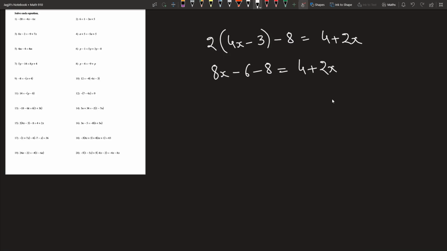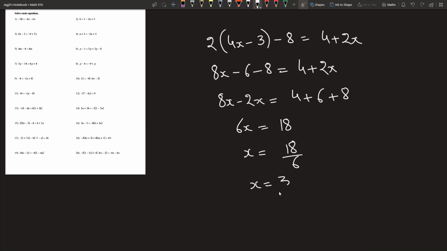Now we're going to bring all the x terms together. This 2x, I'm going to move it to this side. So it becomes 8x minus 2x. I had 4 here. Minus 6, when it comes to this side, will become plus 6. Minus 8, when it comes to this side, becomes plus 8. 8x minus 2x is 6x. 6 plus 4 is 10. 10 plus 8 is 18. Okay, cross multiply, this will become 18 divided by 6. So your x is equal to 3.